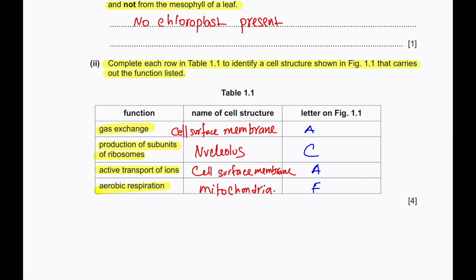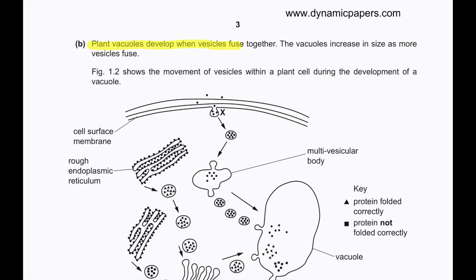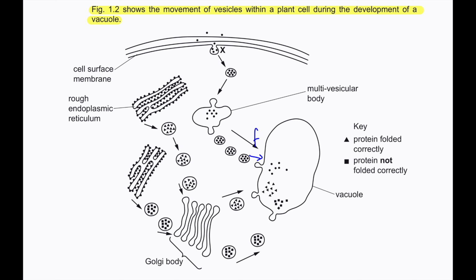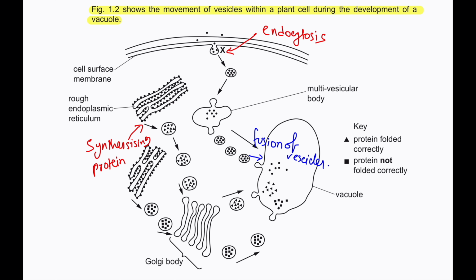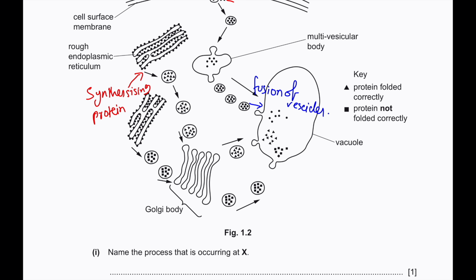Plant vacuoles develop when vesicles fuse together. The vacuoles increase in size as more vesicles fuse. Figure 1.2 shows the movement of vesicles within a plant cell during the development of a vacuole. So, in the diagram, we can see fusion of vesicles. Now, the cell surface membrane is doing endocytosis at point X. Rough endoplasmic reticulum is synthesizing and packaging polypeptides or protein, which is destined for the Golgi body. And from the Golgi body, fusion of vesicles occurs here, and the vesicle fuses with the vacuole as well.